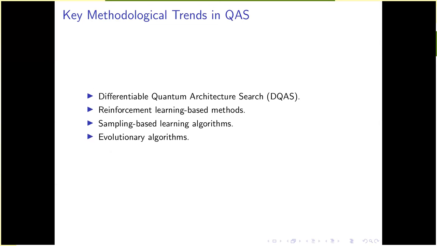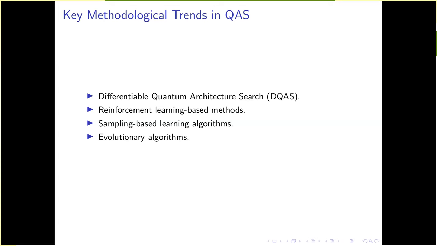Now, the key methodological trends in quantum architecture search. In deep learning, achieving good model performance often involves selecting an appropriate architecture. However, this process requires extensive knowledge and costly experiments to propose a well-performing neural network. Therefore, researchers have developed various methods to automate the process of constructing a suitable architecture. These techniques fall under the umbrella called neural architecture search, and many of those techniques are being explored for the task of quantum circuit construction.